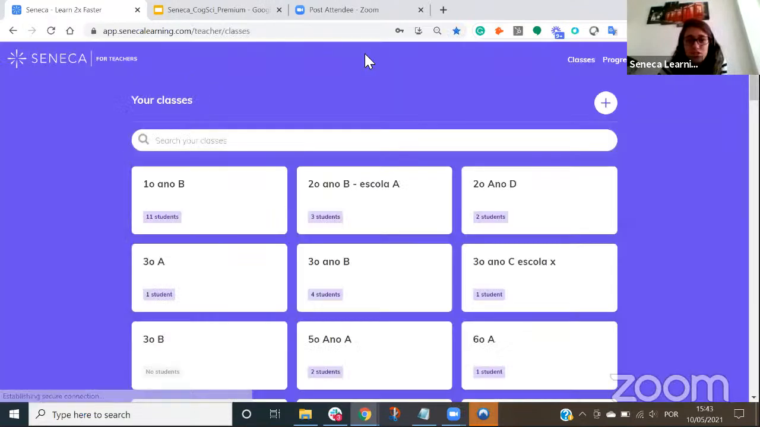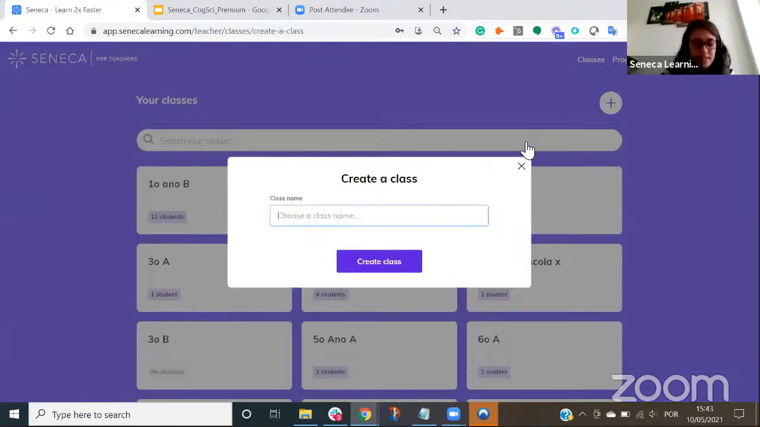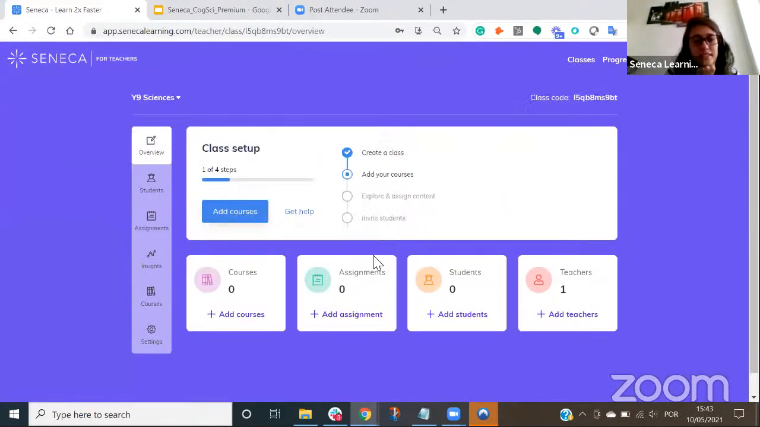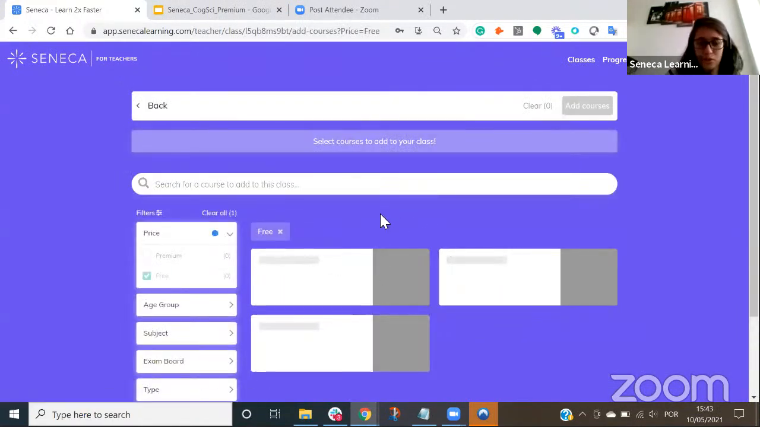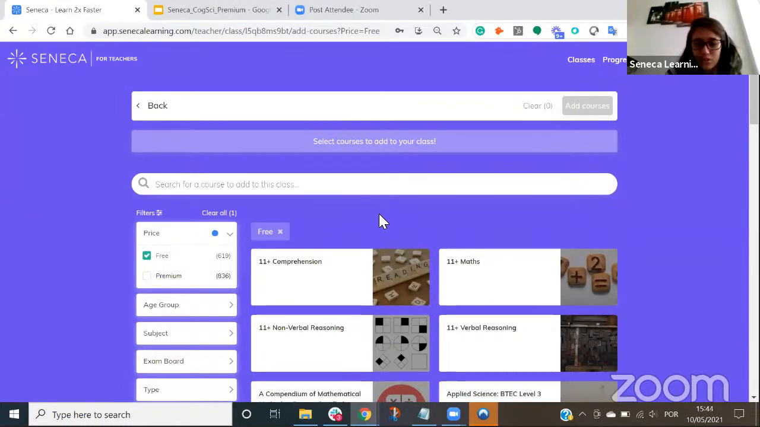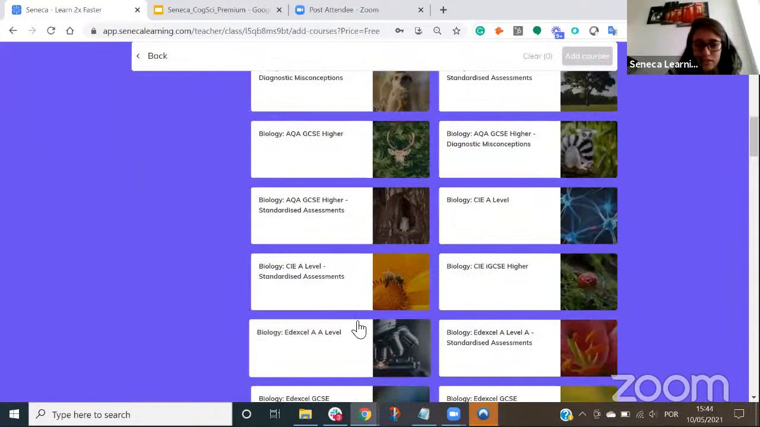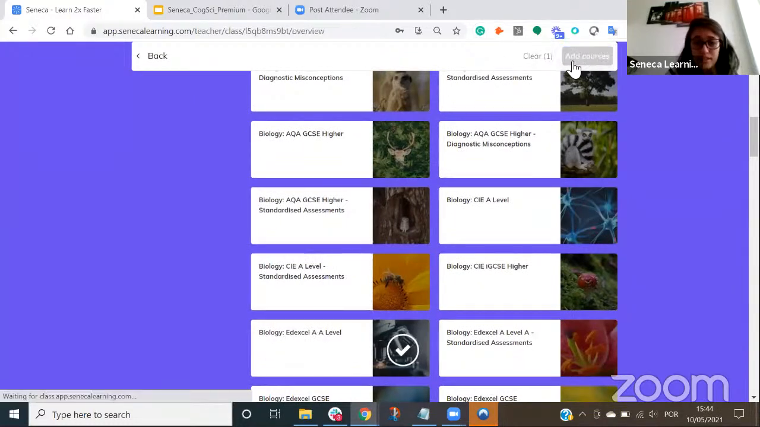So in terms of teacher tools, how does Seneca work? Basically, you have your classes, and you can have as many classes as you want. When you create a class, let's call it year 9, let's do biology or sciences, for example, then you will add your course. We have a tutorial for this, so I'm just going to go quickly to show you the features instead of the actual tutorial. Let's say you select, for this one, the biology course.